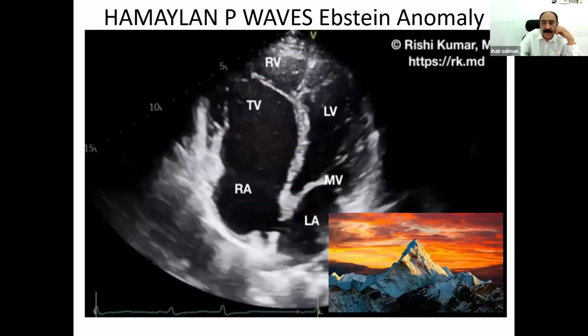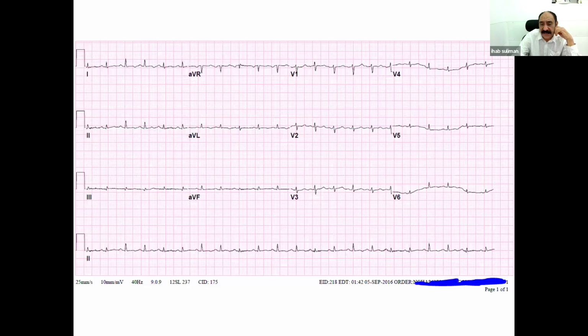So let us move on to another ECG of a patient in severe respiratory distress and engorged neck veins. So analyze the ECG for me.